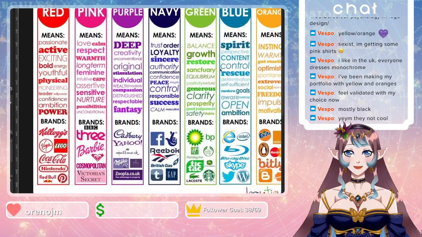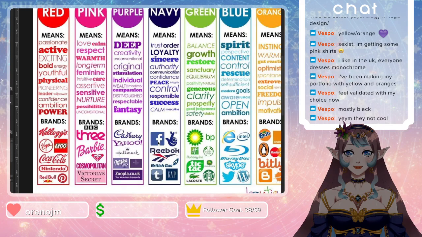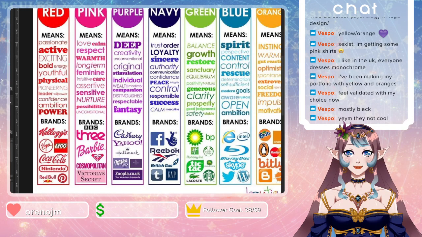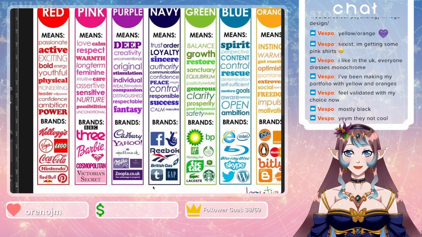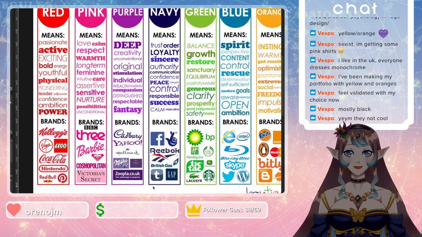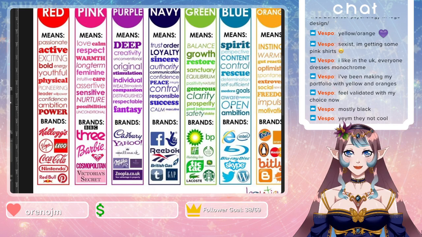Navy: trust, order, loyalty, authority, communication. It's often used in a lot of tech companies like Facebook, Tumblr, Gap. You know, I wouldn't trust Facebook because they've shown they're not trustworthy, so they don't deserve to use blue as a color to represent them. But you know, I agree, like, you know, BP, see?